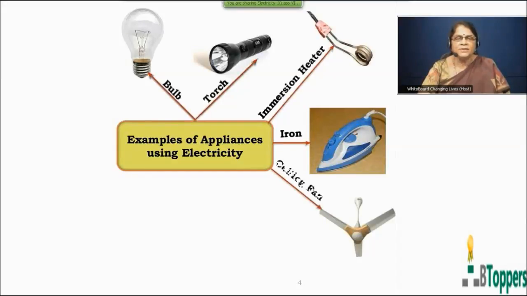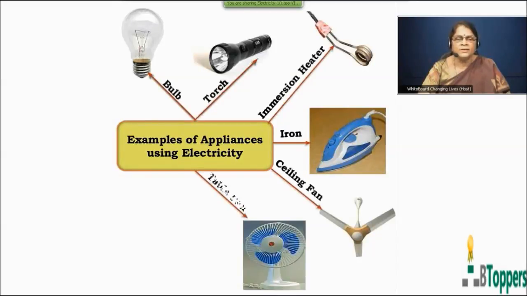The next appliance we can see is a ceiling fan, and the other one is a table fan. Why do we need a ceiling fan and a table fan? To give us cool air. Now how do the ceiling fan and the table fan give us cool air? The blades of the fan rotate and then give us cool air. How are the blades rotating? Due to mechanical energy. So we can understand that electrical energy is being converted into mechanical energy in these two cases.